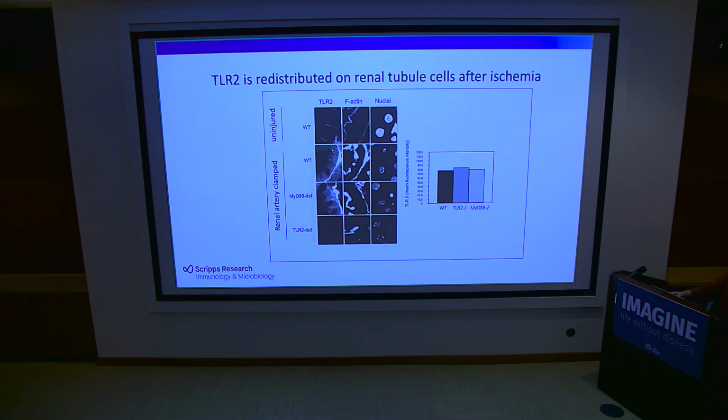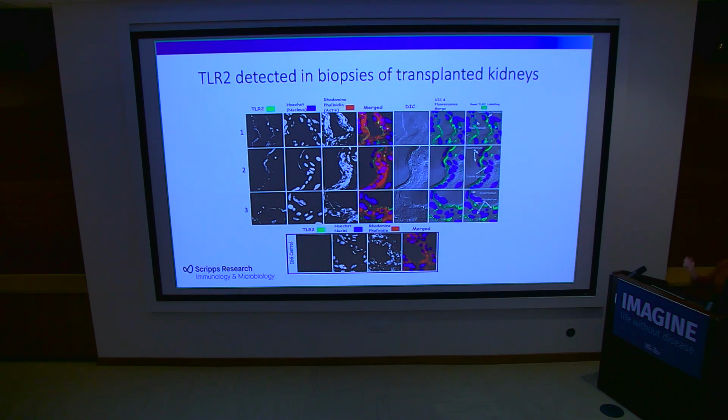We also looked for its expression in biopsies of transplanted kidneys, just to ask whether patients that get a kidney transplant and need to take immunosuppressive medications are affected. These patients were taking tacrolimus, mycophenolate, and prednisone, and that did not have an effect on the expression of TLR2.